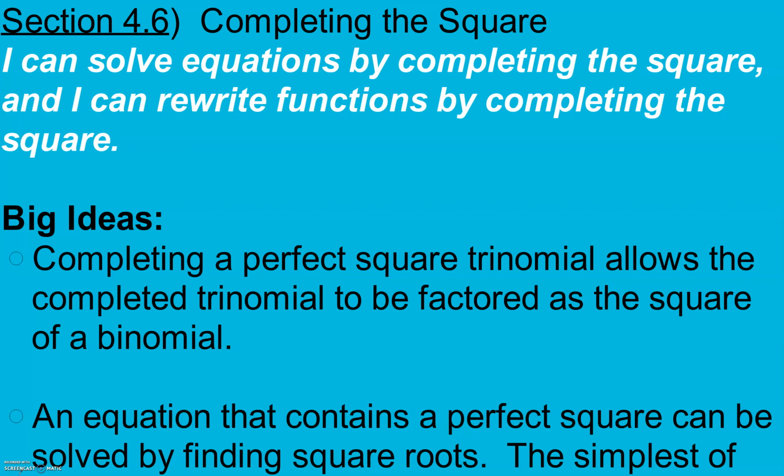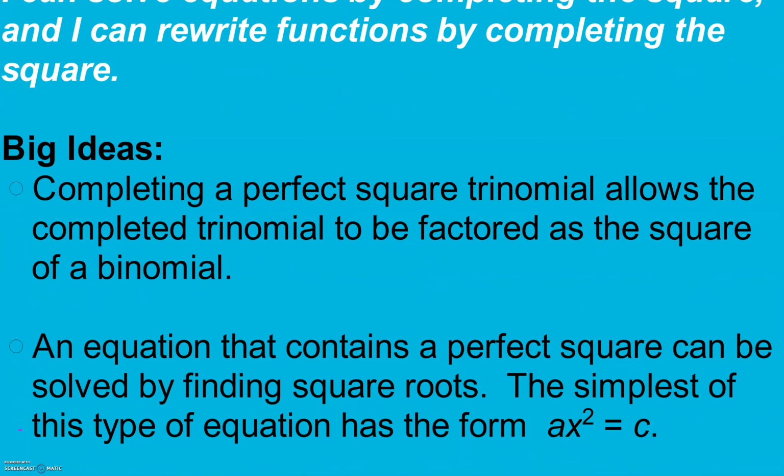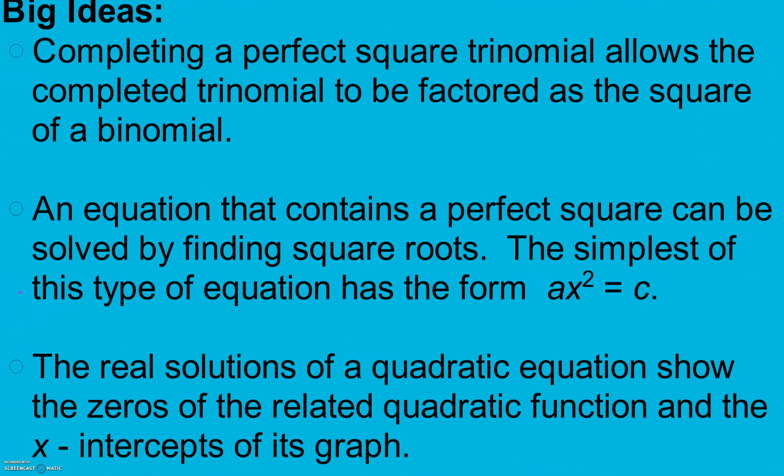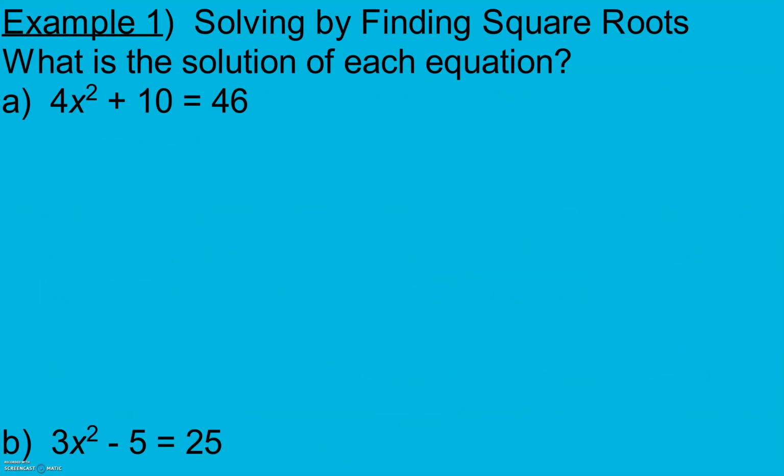binomial. An equation that contains a perfect square can be solved by finding square roots. The simplest of this type of equation has the form ax squared equals c. And the real solutions of a quadratic equation show the zeros of the related quadratic function and the x-intercepts of its graph. In example 1, we're going to solve by finding square roots.